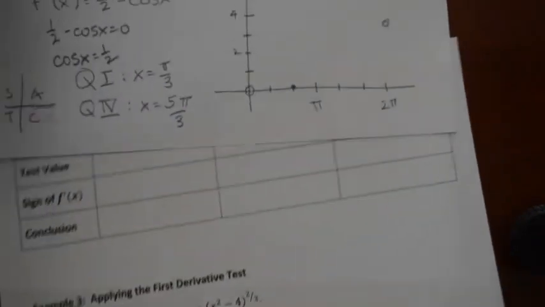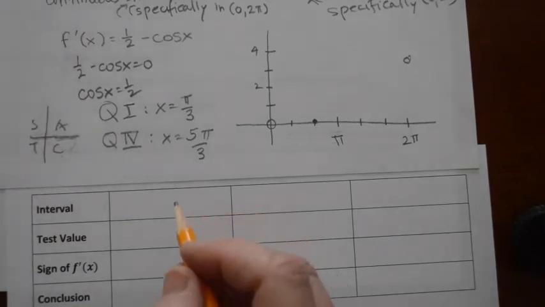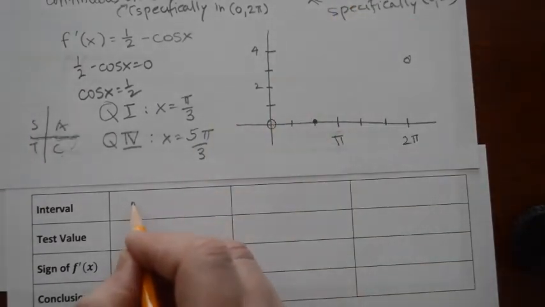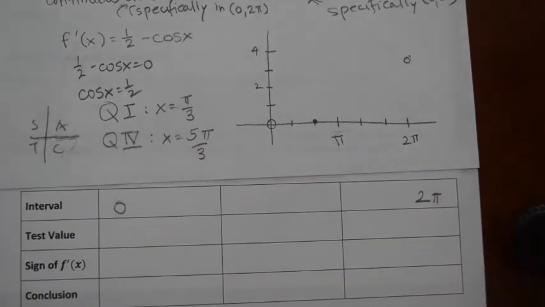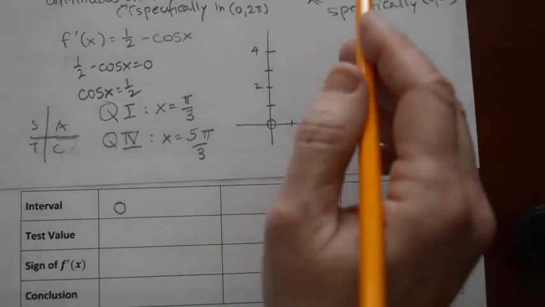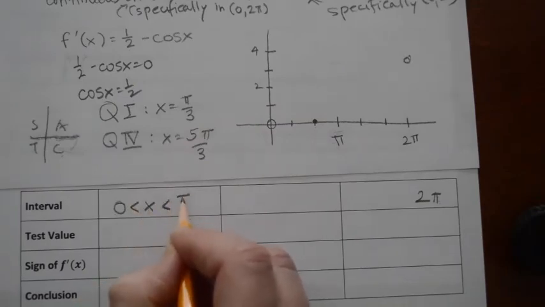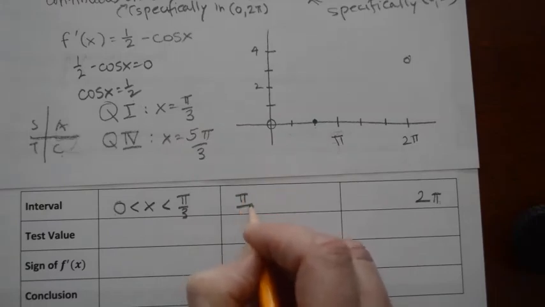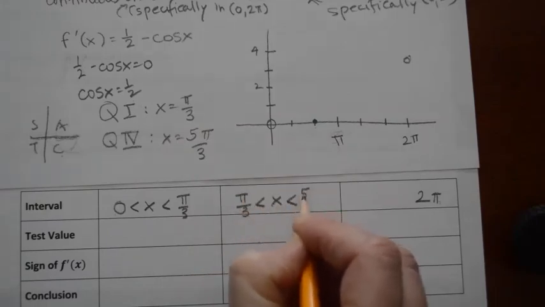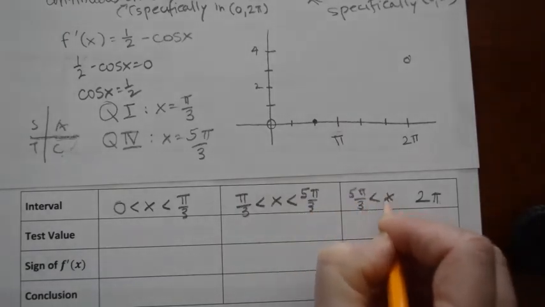All right, so again, I'm going to have both of these available to us because we have to make sure that we set up the proper intervals. The endpoints of our intervals are 0 and 2 pi, so we have to make those the outer limits. In our last example, it was just negative infinity and positive infinity. Our first stopping point is going to be at pi over 3. And then it's got to be between pi over 3 and 5 pi over 3, and then 5 pi over 3 and 2 pi.